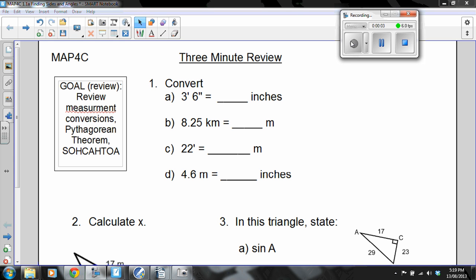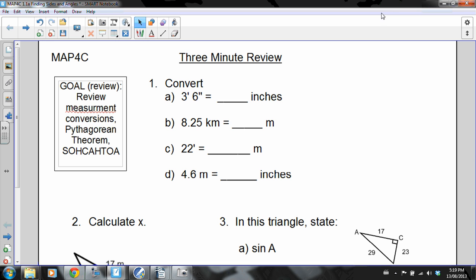This is MAP4C, day 2. The lesson that we're doing is lesson 1.1A, which is finding sides and angles using trig and other stuff. We'll see the 3-minute review has actually got little bits and pieces of 3 different things. Some review, some not. Let's get into it.